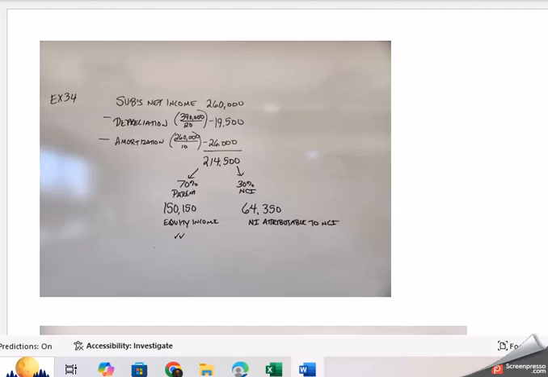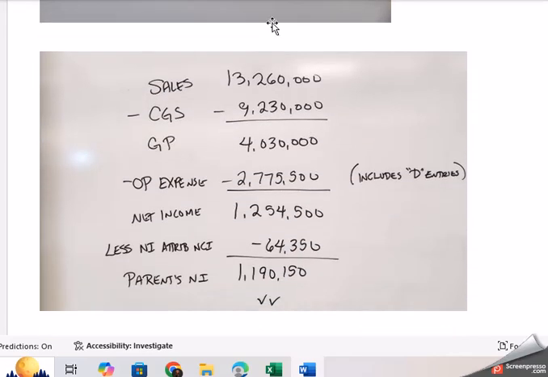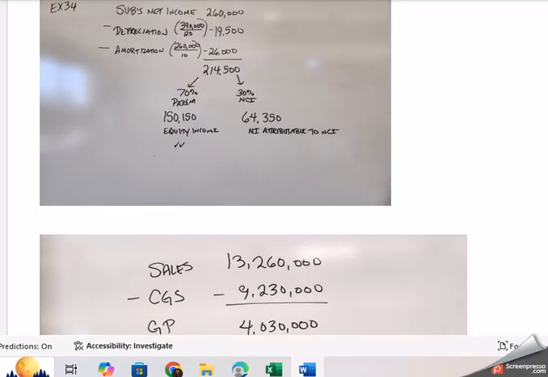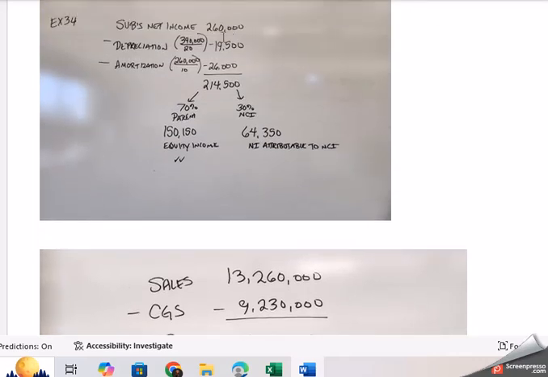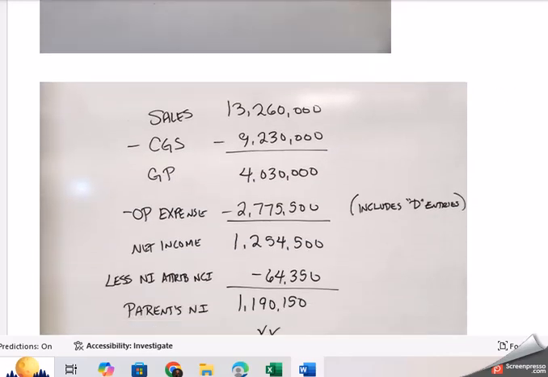Then they also ask us to put together a consolidated income statement. So then you can see we add our sales across, we add our cost of goods sold across, calculate our gross profit. The operating expense is going to be the parent plus the sub, but then also plus the depreciation and amortization that we show up there, the $19,500 and the $26,000. Then we come down to our consolidated net income.